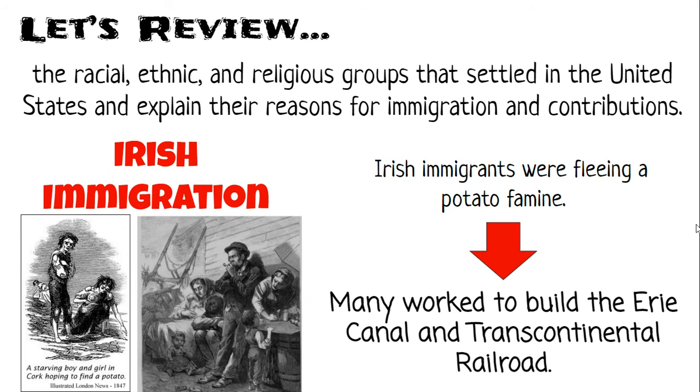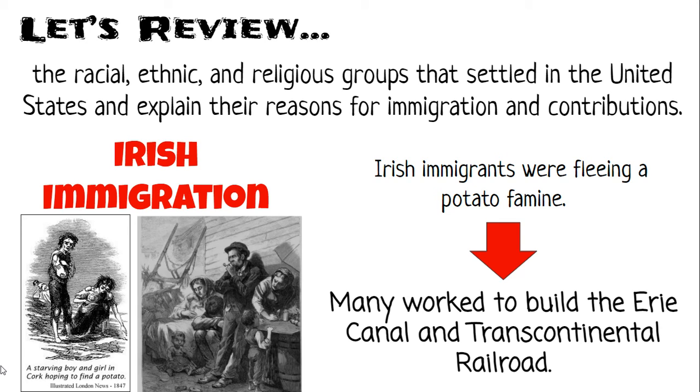And our last group were the Irish. The Irish here, they're fleeing a potato famine back in Ireland. This is when their potato crops failed, which potatoes typically were the staple crop of the lower class. We can see here at the bottom a political cartoon from 1847 published in the London News, and it's a drawing here that says a starving boy and girl in Cork hoping to find a potato.